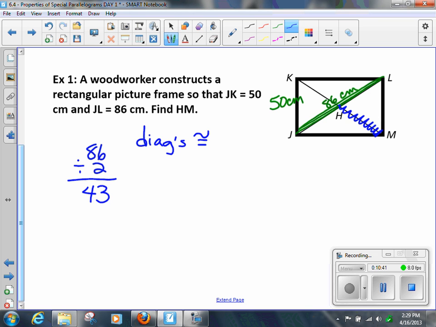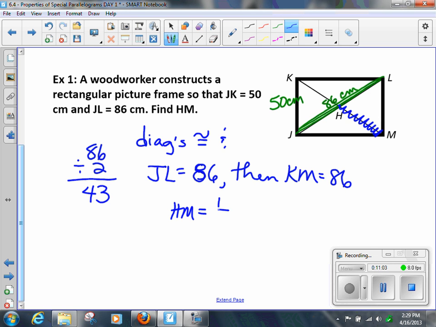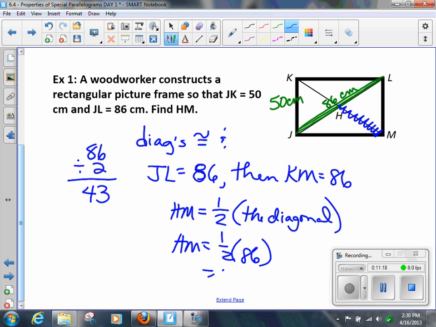If the diagonals are congruent and JL is equal to 86, then that means KM is 86, right? But we're trying to find HM, which is 1/2 of KM, or 1/2 the diagonal, isn't it? Or 1/2 of 86, which is 43.